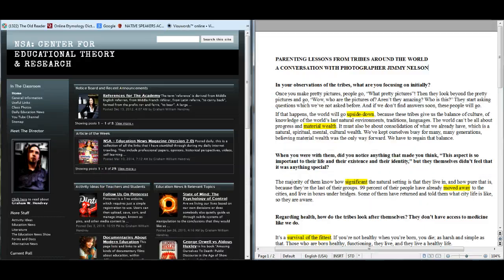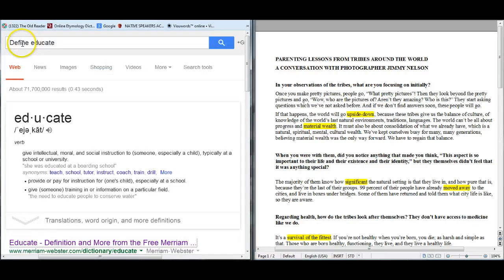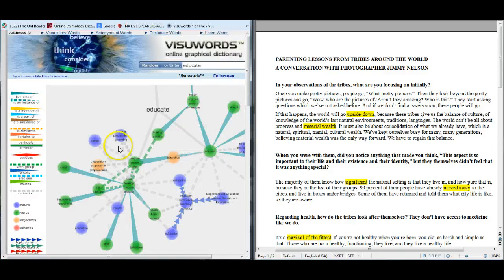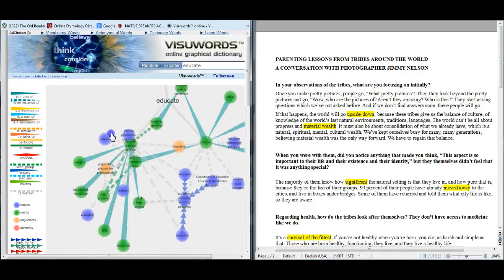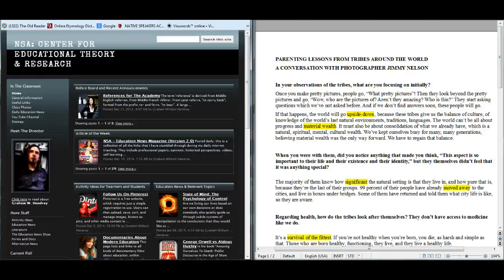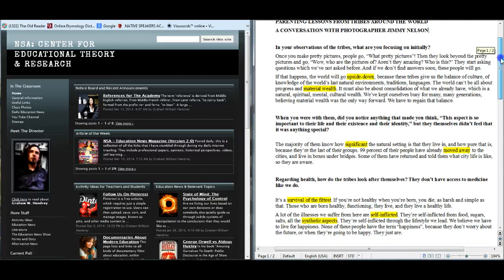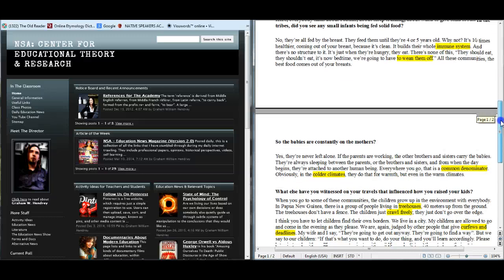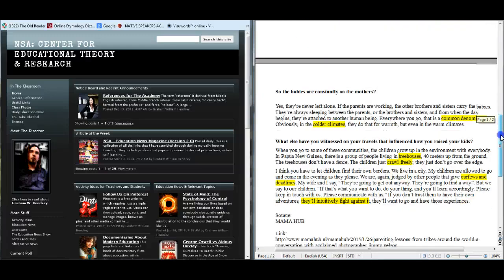But the aim today is to get through this article, so let's do it. Remember that if you have a problem with the language, you can use Google. Just type in define followed by the word that you want, or if you want the history of the word, there's the online etymology dictionary, or if you want to find out about some funky relationships between language, you can try visuwords.com. As usual, I have highlighted the key vocabulary in yellow. You can check it before we go through the article, or you can review it after. It's up to you.